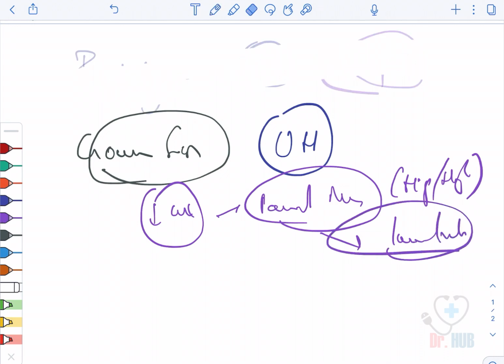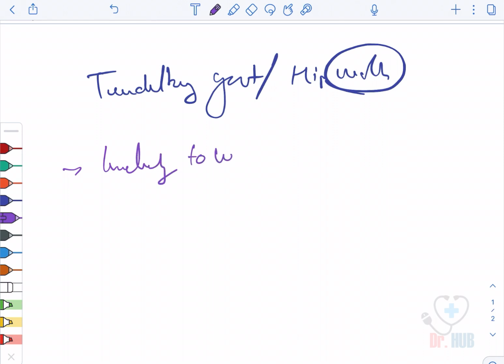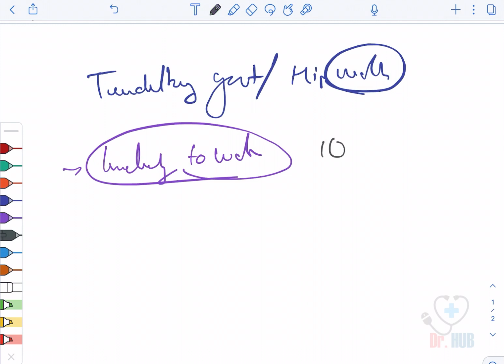Next, we see the Trendelenburg gait, or the hip waddle. Then there is inability to walk, which develops by the age of 10 to 14 years.